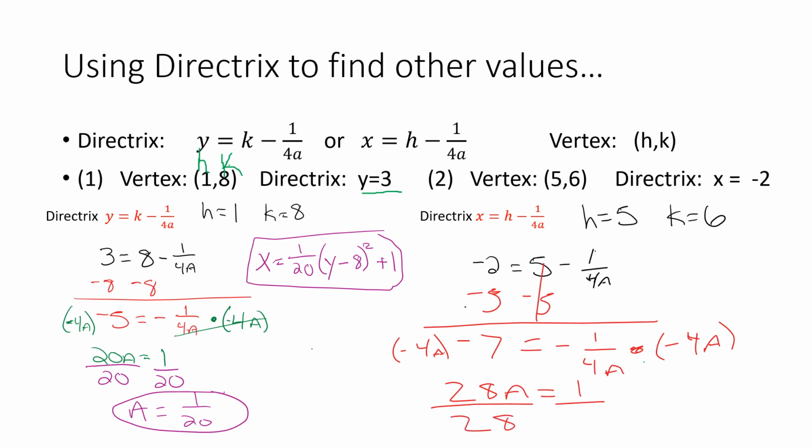And then for the other one, same process. The vertex is h and k. Plug them in to the appropriate places. So same thing over here. x equals h minus 1 over 4a. You know what h and k are because this is the vertex. So h, k go into the right spots here. Solve it. All right. That's what I got.